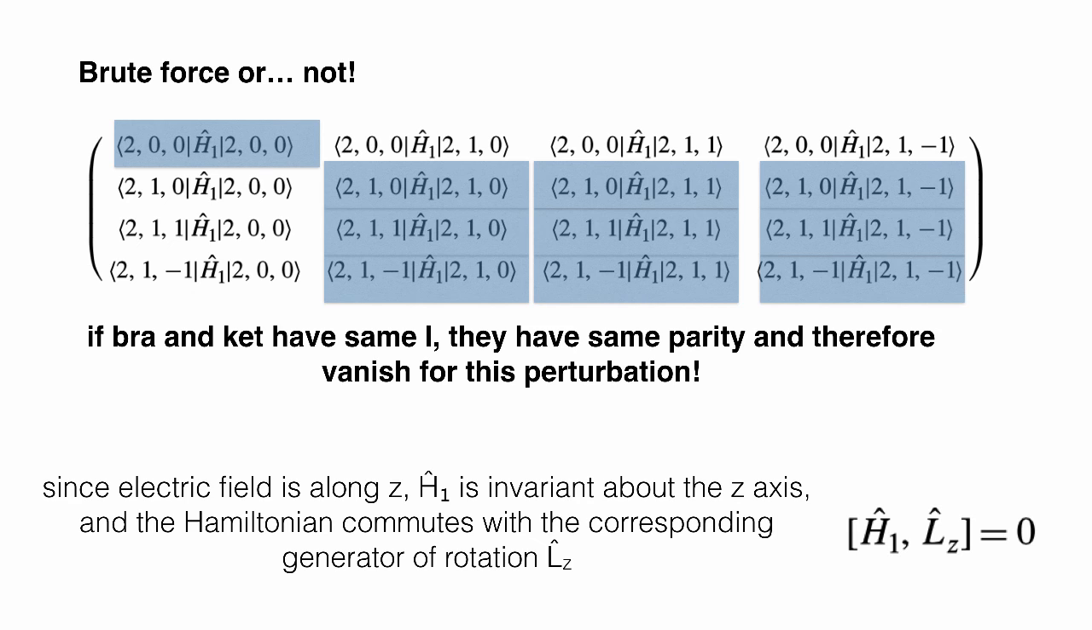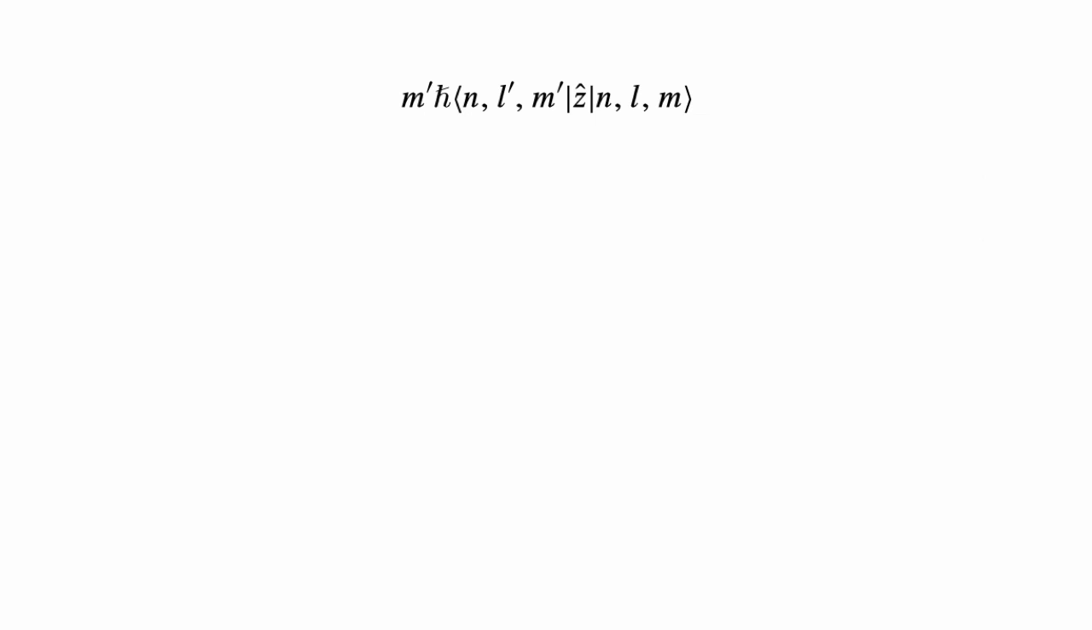So, of course, H1 is invariant about the z-axis. We know that. In fact, H1 is invariant about the z-axis since the electric field is along the z-axis, and the Hamiltonian commutes with the corresponding generator of rotation Lz. We can rotate the whole system around the z-axis, and it's not going to change anything, since the electric field is aligned with the z-axis, for a system that was initially spherically symmetric.